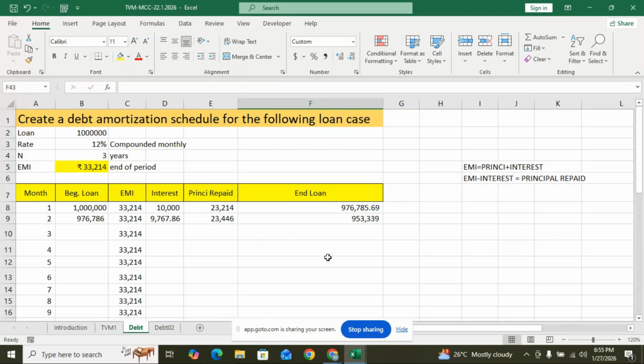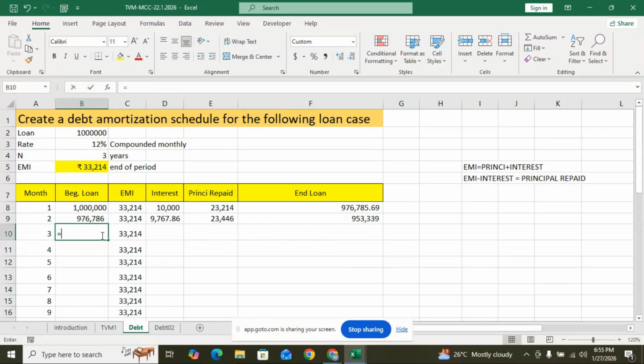Ma'am, can you again repeat with the formula for the interest and the principal paid? Yes, pa, done. Now interest, what you're supposed to do, I'll do it for the third month. You can just observe it for both interest and principal repaid.